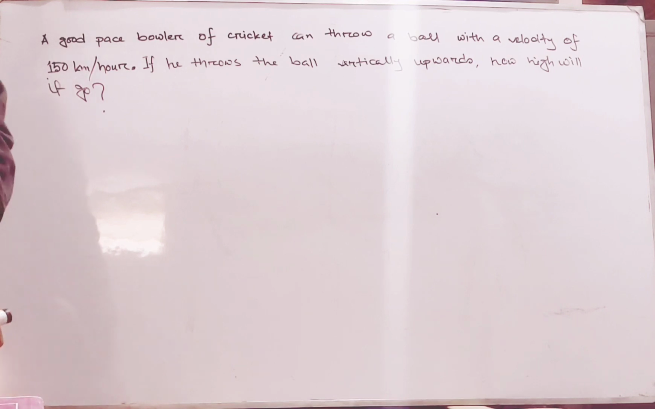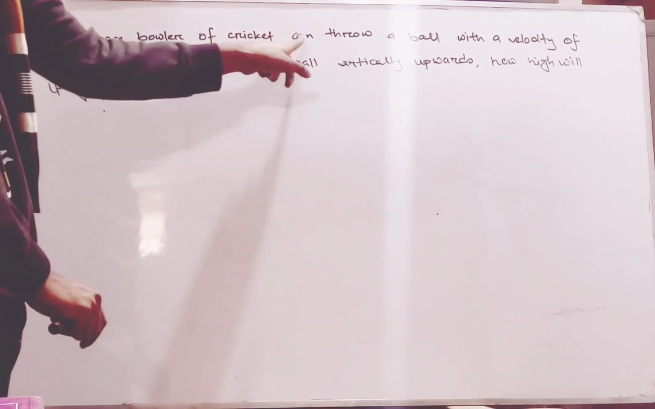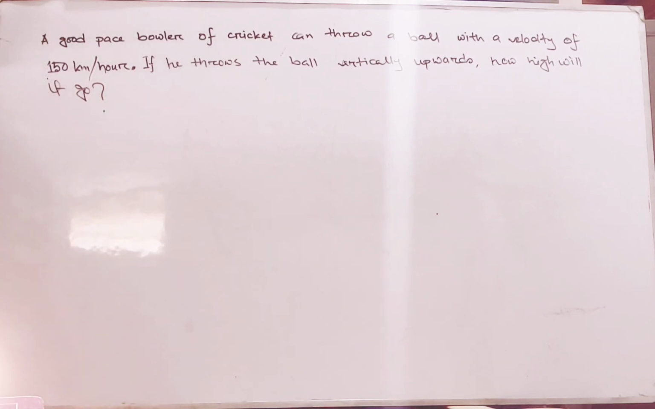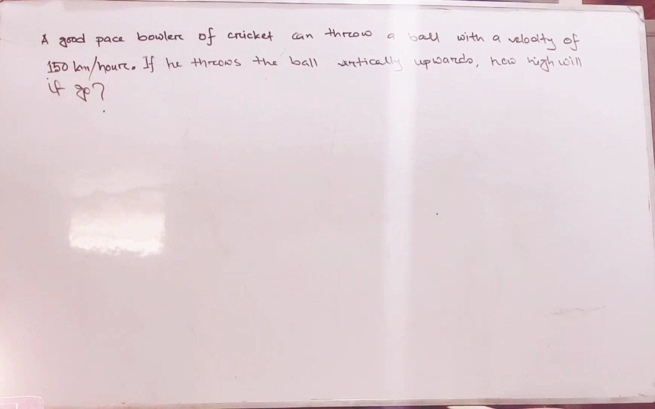Today I have come in front of you with another video on my YouTube channel, and you are noticing a question from Chapter 2, Motion, which I'm going to read out. A good pace bowler of cricket can throw a ball with a velocity of 150 km per hour. If he throws the ball vertically upwards, how high will it go? We'll have to solve this question. Now I'm going to write the solution.